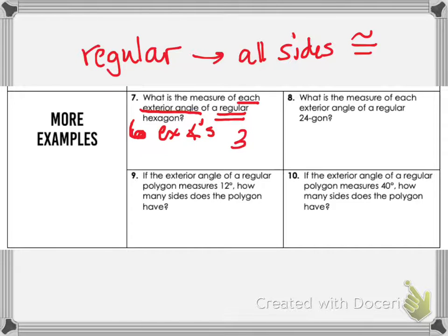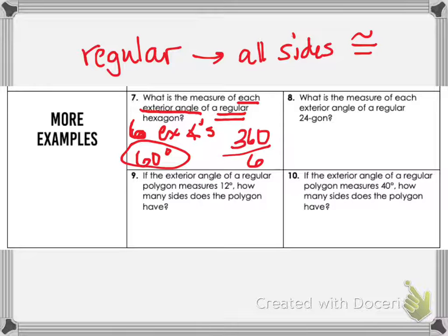So we'll just take 360 and divide it by 6. So each exterior angle is 60 degrees. And number 8 is similar to this one. So let's go on to number 9.